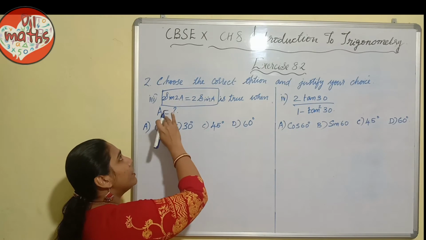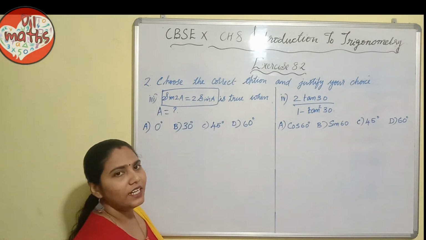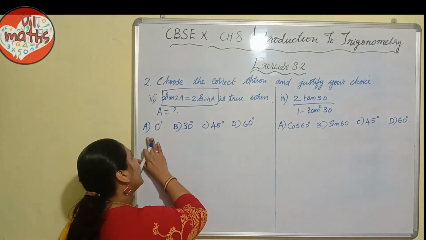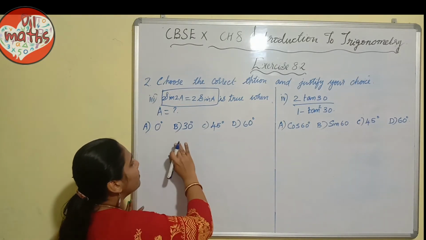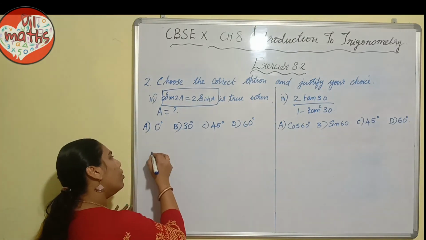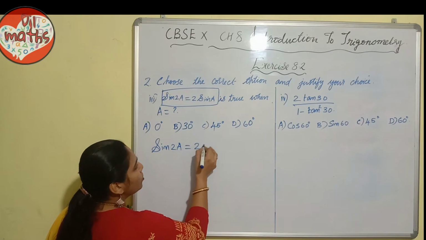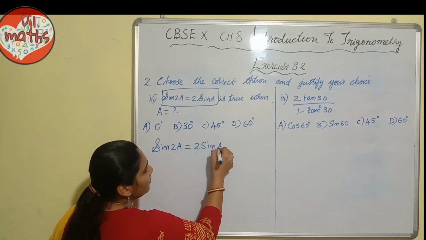That means by substituting that A, we should get what? Sin 2A is equal to 2 sin A. So some options are given here. Option A 0 degree, option B 30 degree, option C 45, option D 60 degree. Okay. So first we have to write the condition sin 2A is equal to 2 sin A. That's what we have to prove.